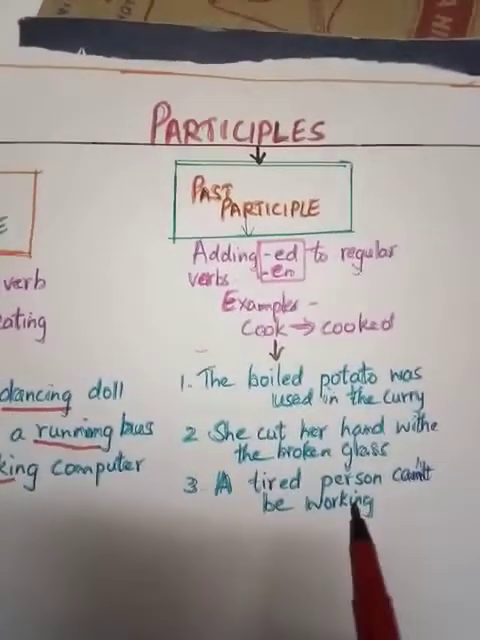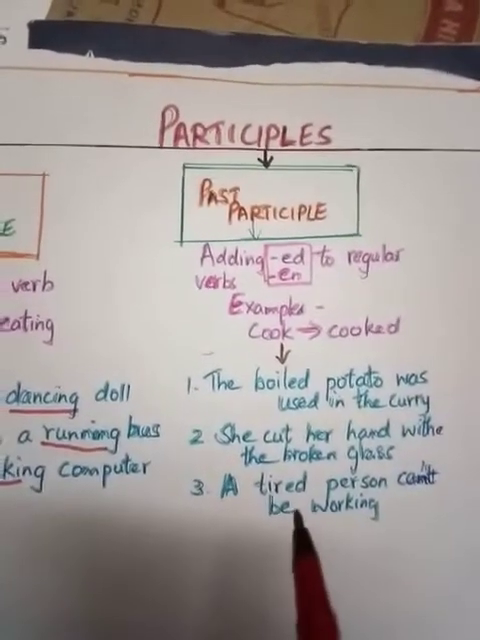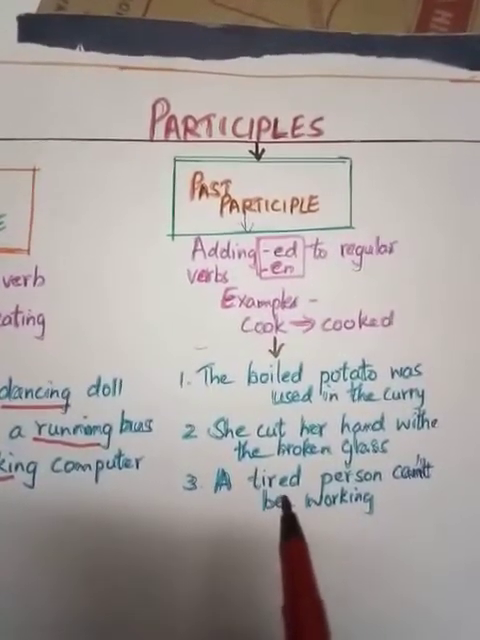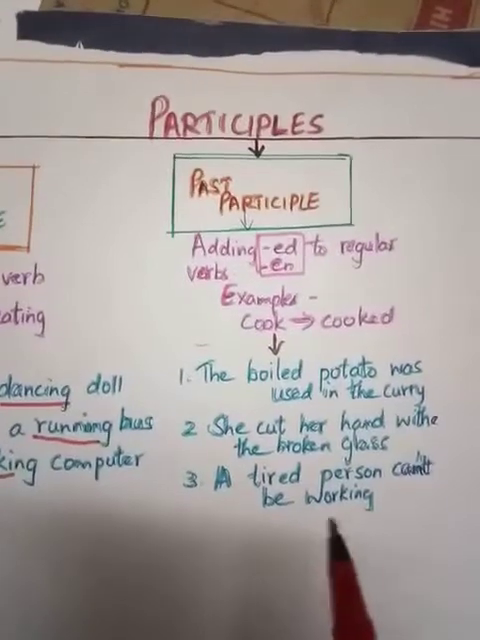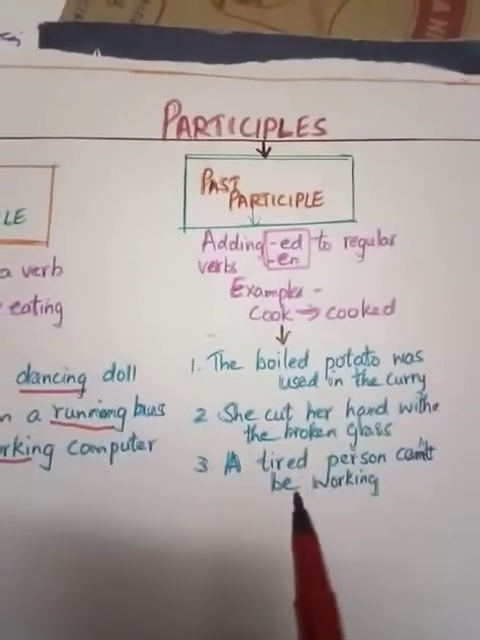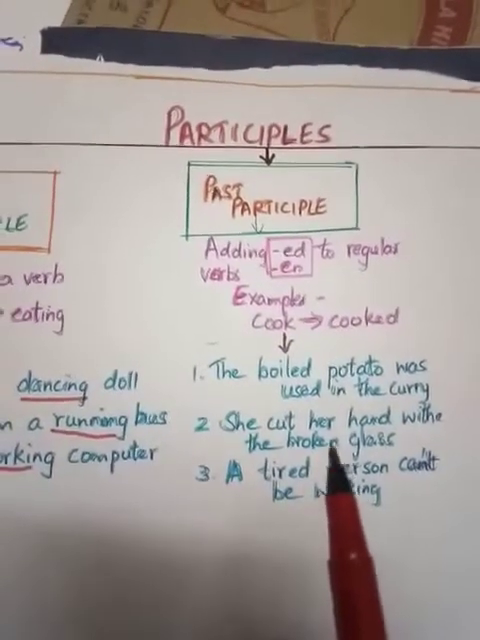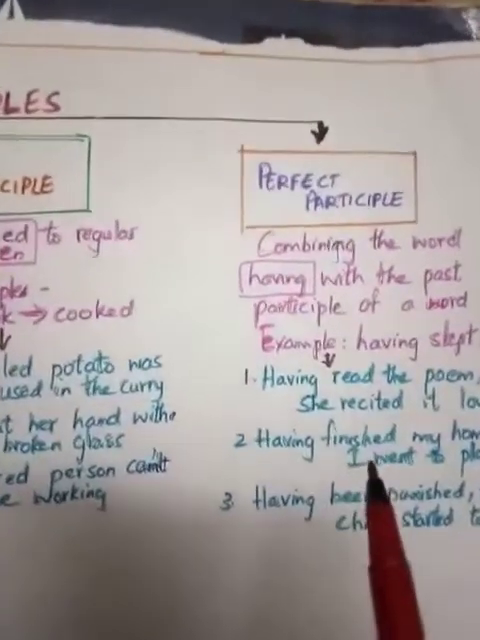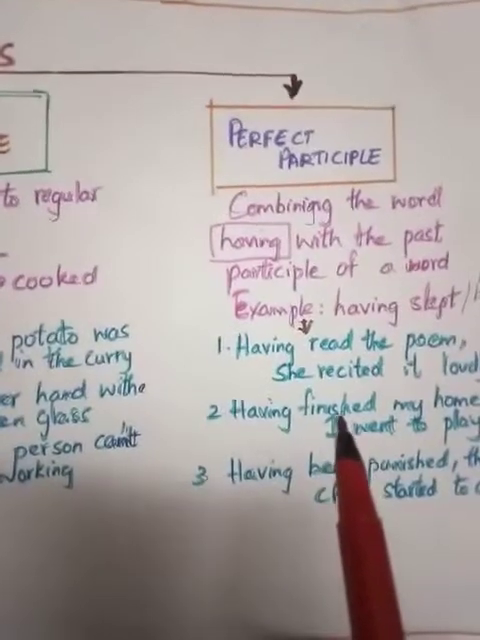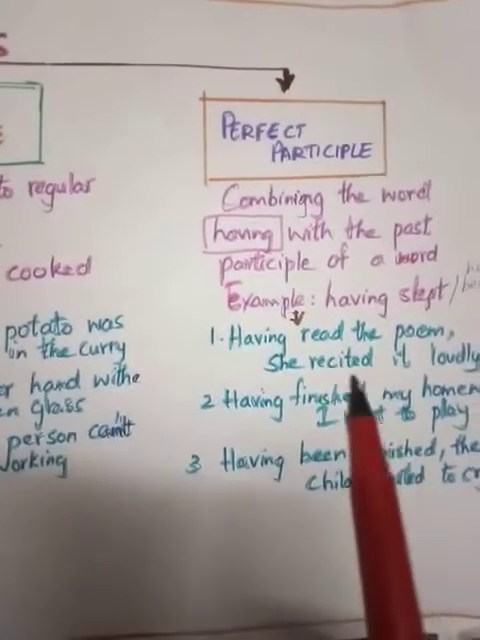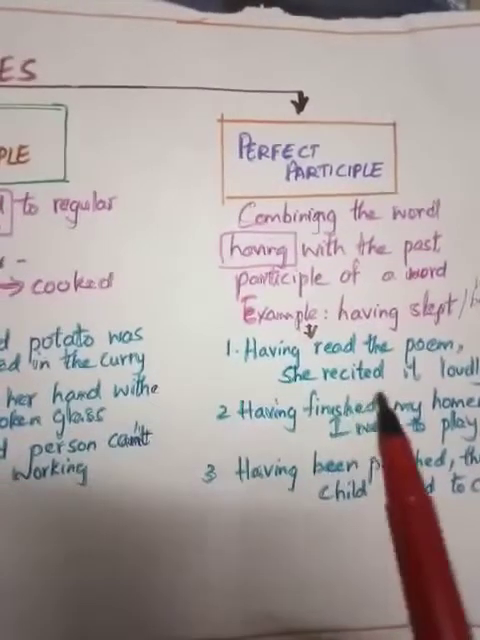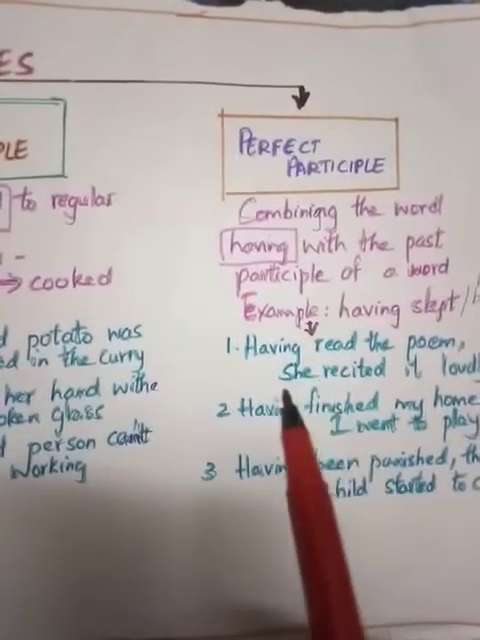A tired person can't be working. So tired is the past participle and the main verb is working. So here the past participle ends with ed or en. And now you have the perfect participle. Here you combine the word having with the past participle of a word. So you have the past participle as well as the word having.